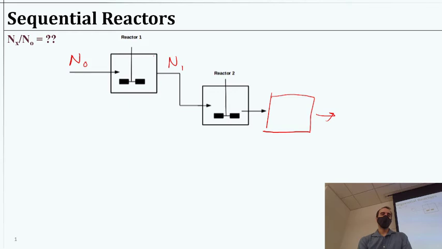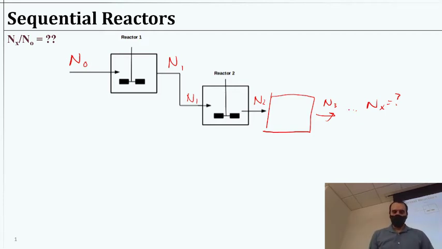So the effluent from this reactor 1 would be N1. If we have N0 coming in, N1's going out. That means N1 is going into the next one in this case. N2 would be going out of the second one and going into the third. And then we'd have N3 here. We could keep going and then have N at infinity or N at some number later, N of X. The question is, well, how could we know what the final result is, or something about the result along the way, given a system like this?